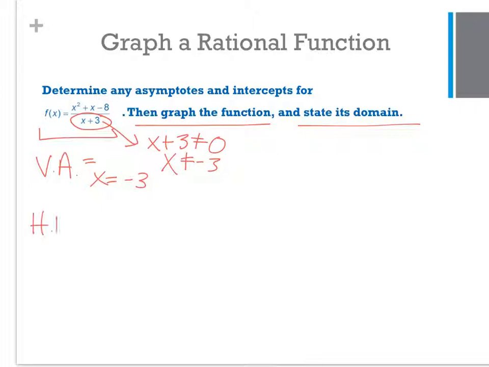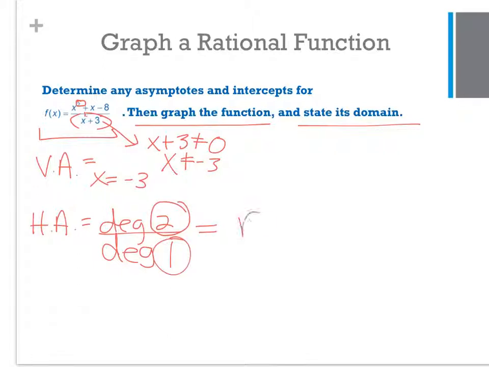Our horizontal asymptote, again, is determined by comparing the degree of the numerator and the degree of the denominator. The top has a degree of 2 because the highest exponent is 2 here. On bottom, we have a degree 1 polynomial because the exponent on the x is 1. And so if we have a degree 2 over a degree 1 polynomial, then remember, when the degree on top is greater than the degree on bottom, there is no horizontal asymptote.